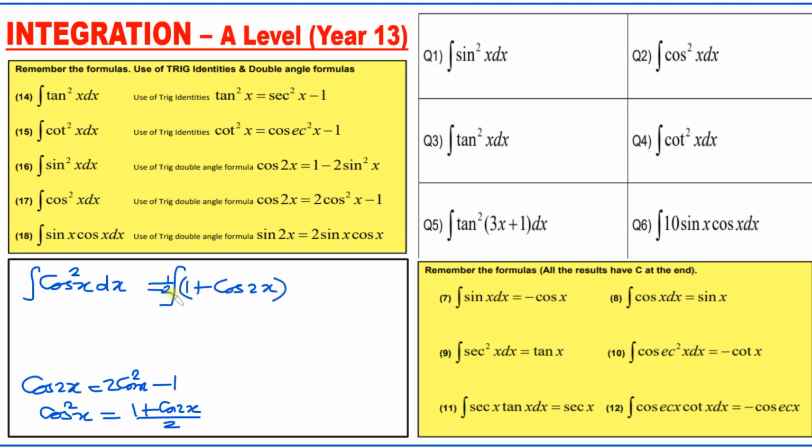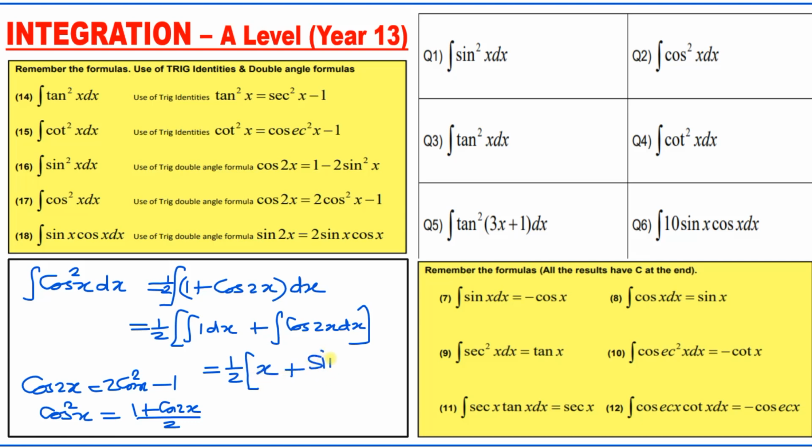Divide by 2. That 1 over 2 I have already taken outside of the integration dx. Now half, integrating 1 dx plus integrating cos 2x dx, bracket close. So half is outside, integrating 1 is x, plus integrating cos 2x is sine 2x over 2 plus c.